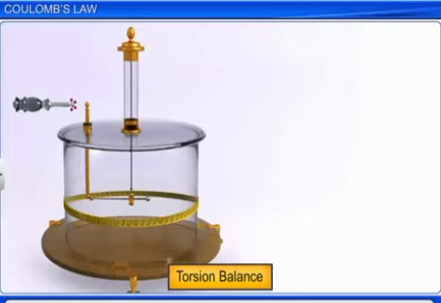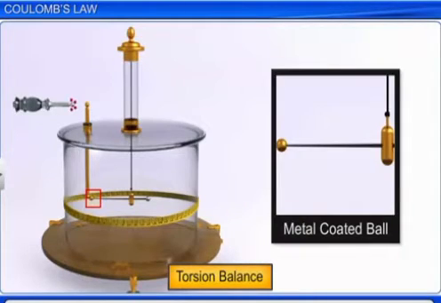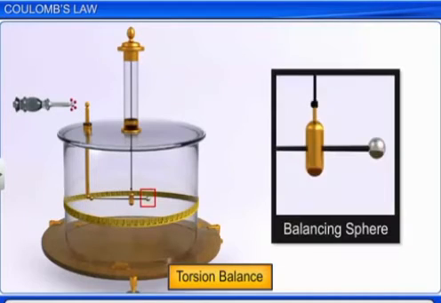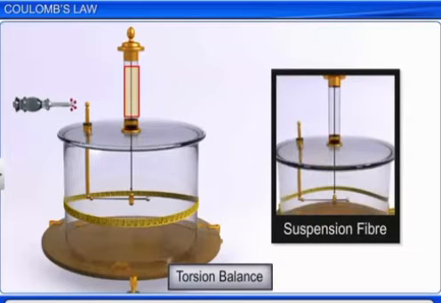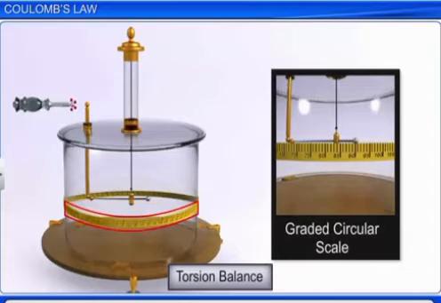A torsion balance has an insulating rod with a metal-coated ball at one end and a balancing sphere at the other. This rod is suspended with the help of a suspension fiber. The graded circular scale gives a measure of the displacement of the sphere due to repulsion.